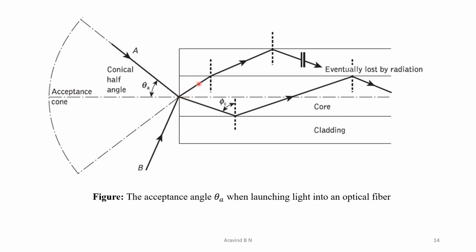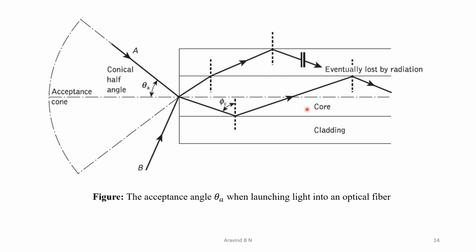Now after refraction, it can be observed that at the core cladding interface, the angle of incidence at this point is less than the critical angle. Therefore, it has not reflected back, it has got refracted into the cladding medium, and at the cladding medium it will get reflected once again, and eventually the signal will be lost due to the radiation. So it will never enter back into the core of the optical fiber.